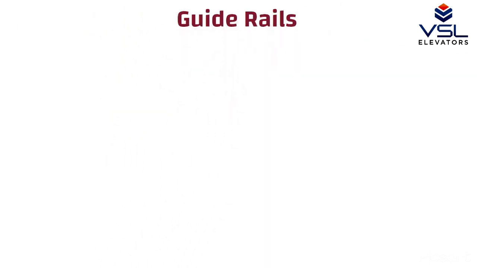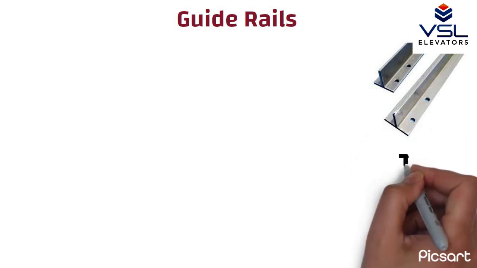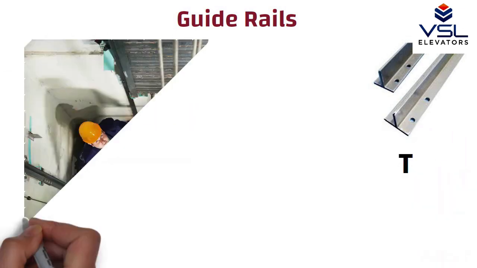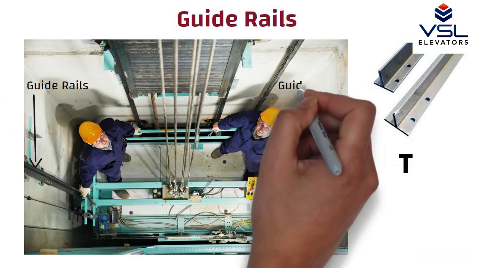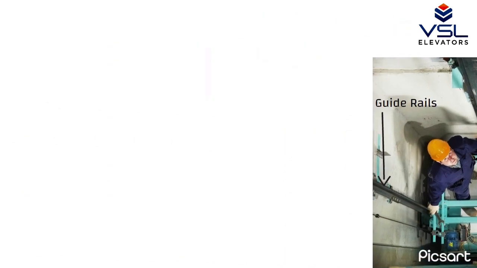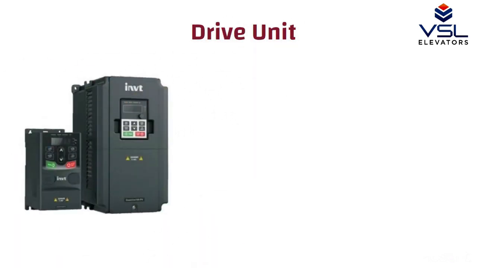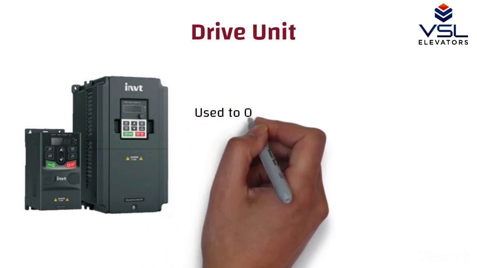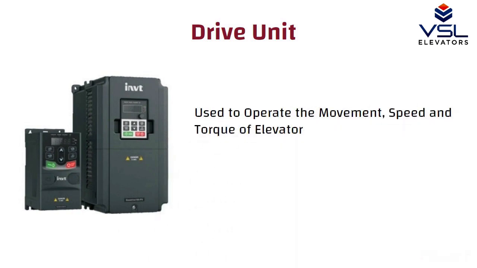Guide rails. They are generally made of steel and their shape is like an English letter T. They are installed vertically in a shaft to guide and direct the course of travel of an elevator car and elevator counterweights. Drive unit. Drive unit is generally placed in machine room and it is used to operate the movements, speed and torque of an elevator.